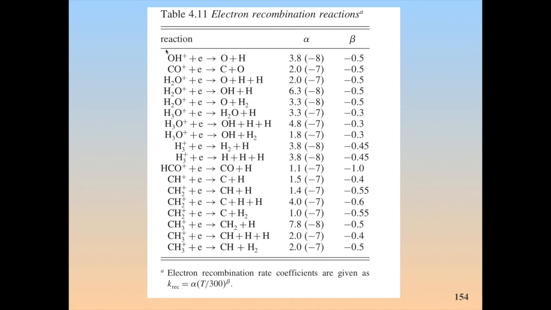So over here we have the hydroxyl cation, and again that can just break into an oxygen and hydrogen. Carbon monoxide plus with an electron can break apart into a carbon and oxygen. The water cation here could break apart into all atoms, or it could break into a hydroxyl radical and a hydrogen, or it could break into an oxygen and a diatomic hydrogen.